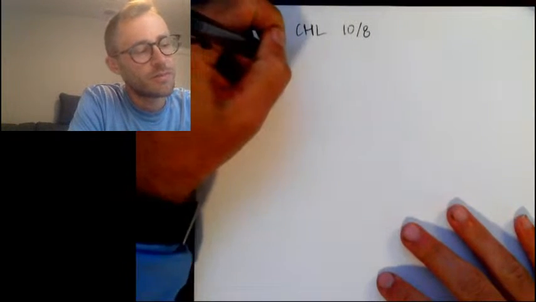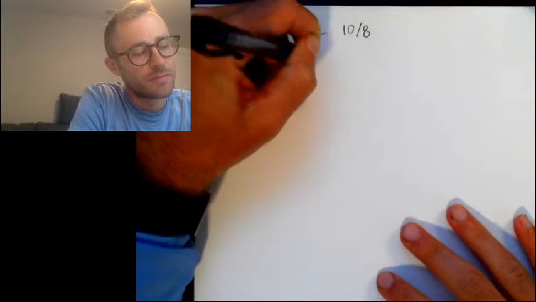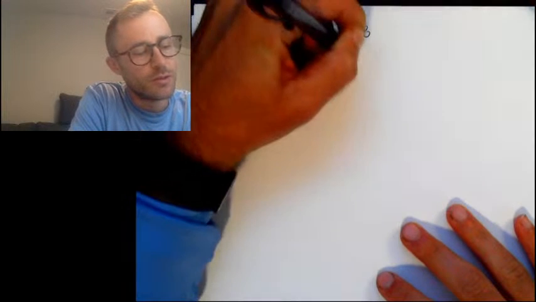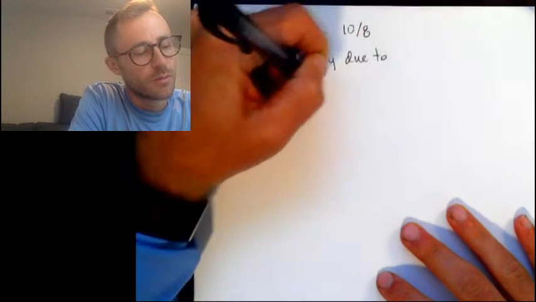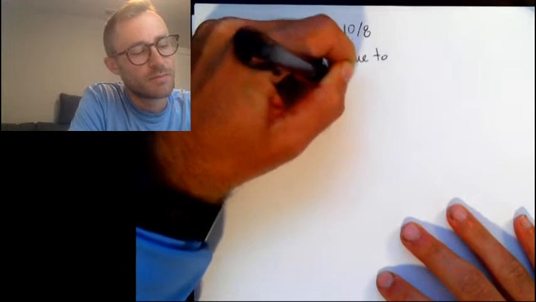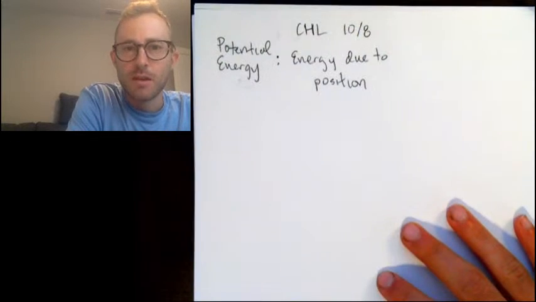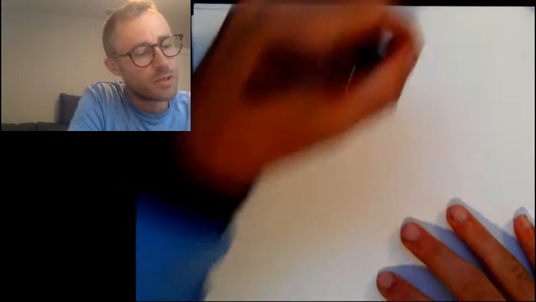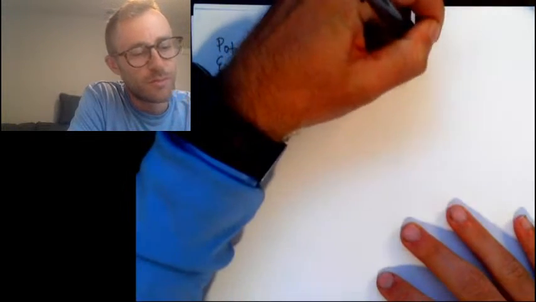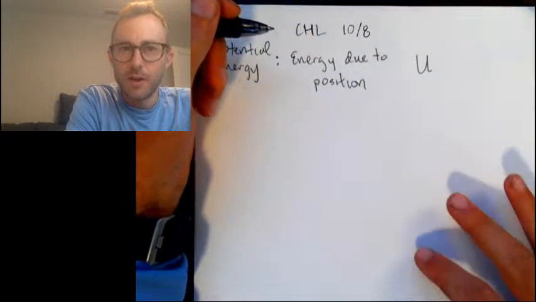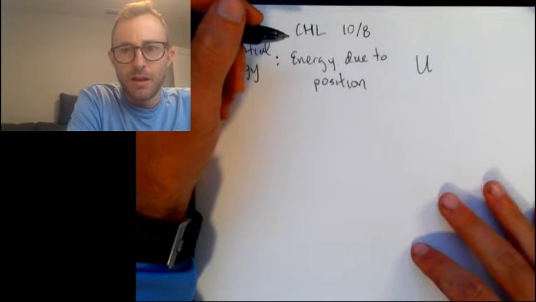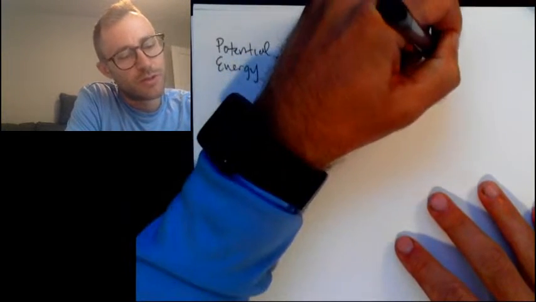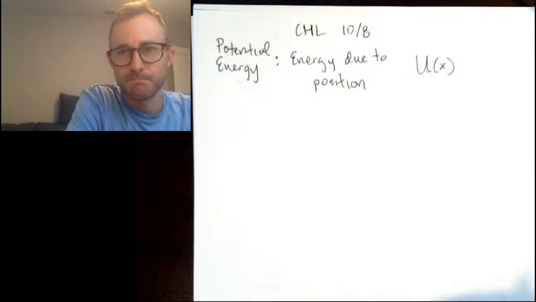Potential energy is energy due to your position. Okay? So the variable for potential energy is U. Okay? And it's a function of position, so we say U of X. Okay?